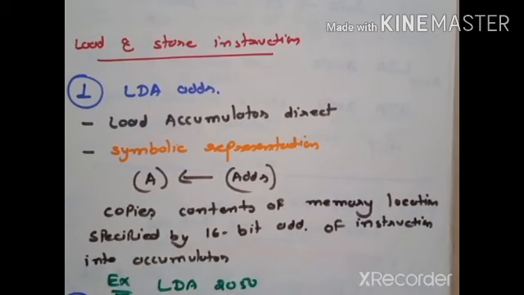Then example of this instruction is LDA 2050. Meaning of that, content of 2050 is transferred to accumulator.